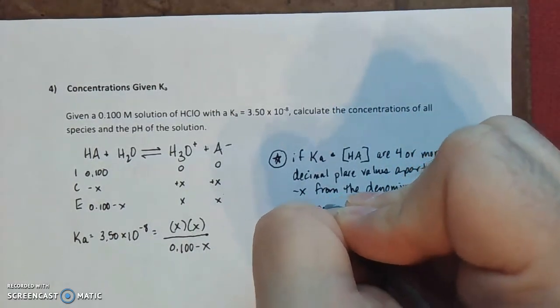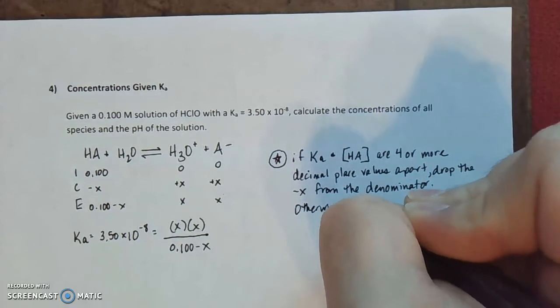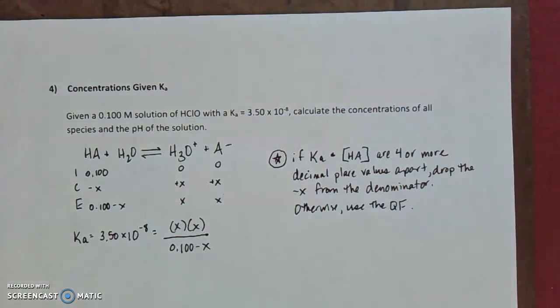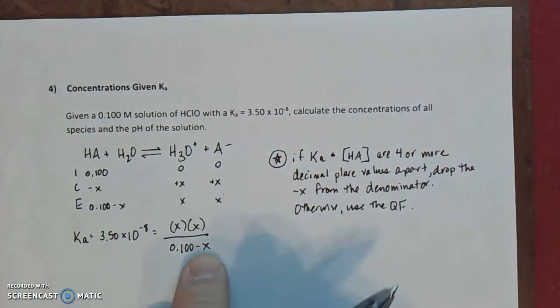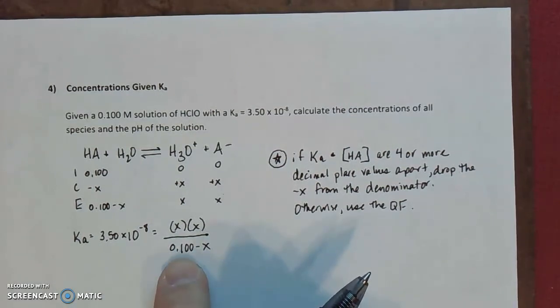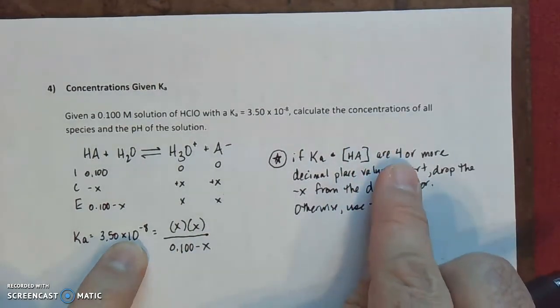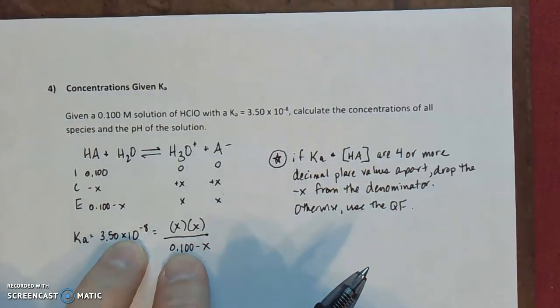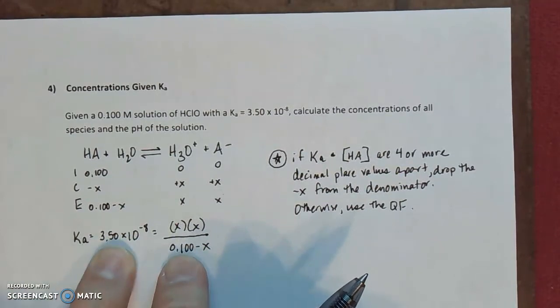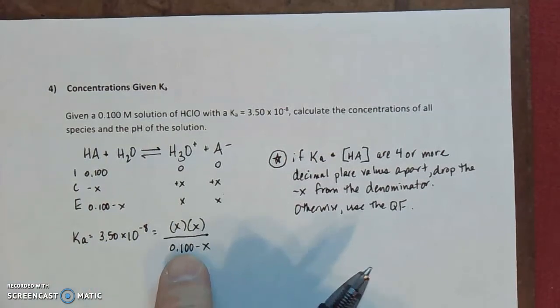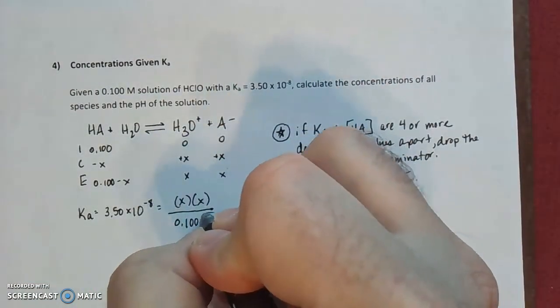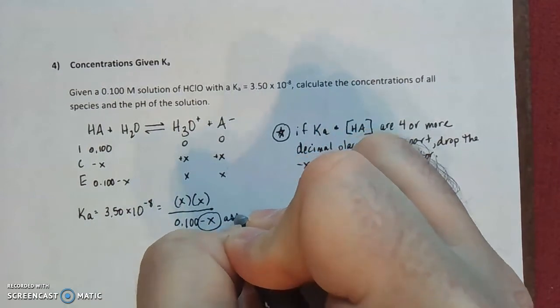Otherwise, use the quadratic formula. So this right here, 0.1 is to the 10th place. So times 10 to the negative first. This is times 10 to the negative 8th. So there's way more than 4 decimal place values between this value, the 0.1, and this value, which is 0.70 and then 350. So what we do is we circle it and write assume.